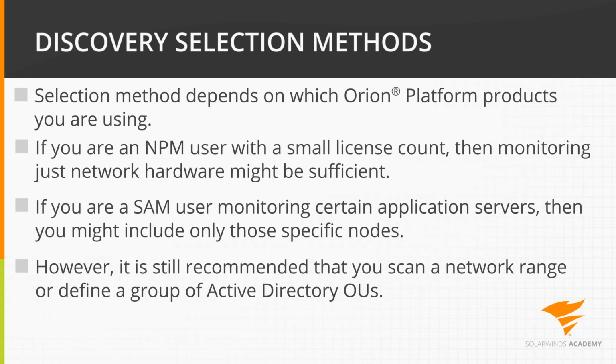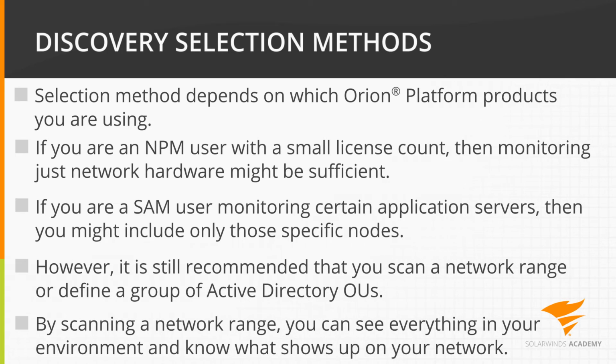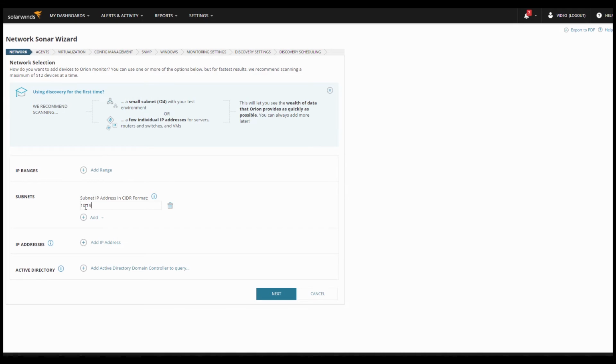But even if you only choose to monitor certain nodes, by scanning a network range, you can still see what's out there in your environment and keep an eye on what shows up in your network. Now, the natural question, of course, would be, well, how will that affect my licensing and performance? And that answer is, it won't. The only thing that will affect either licensing or performance are the elements you're actively monitoring. When you run a manual discovery, you're just looking to see what's out there.